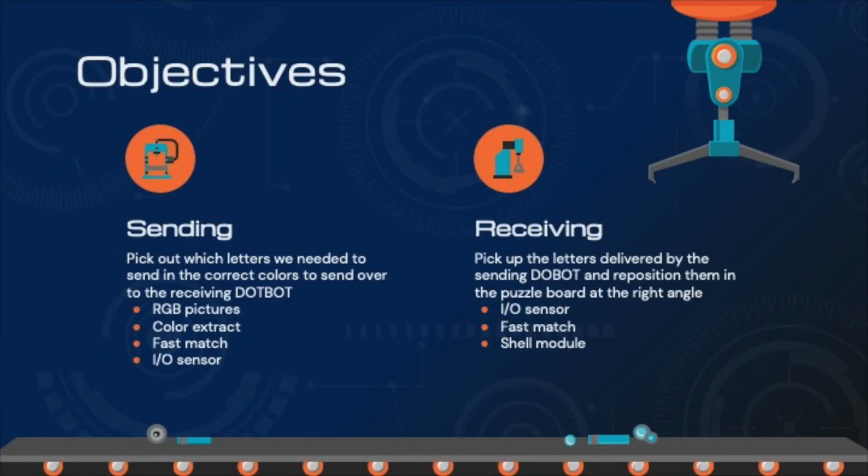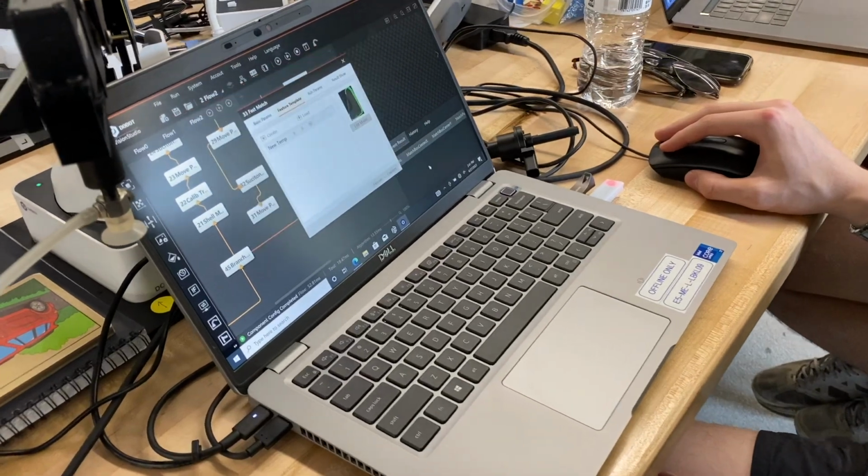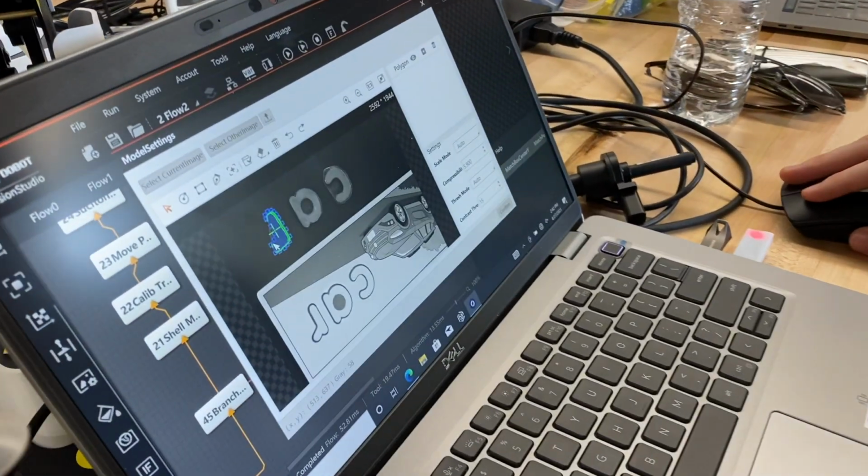For the sending portion of the task, we determined that the main components of the flow were going to be to distinguish which letters were of interest and transferring only those. This flow used a lot of components from Lab 2. We used the color components of the camera to take RGB pictures, then used a color extract as well as a fast match to only pull the color and letter we wanted from the pile of letters.